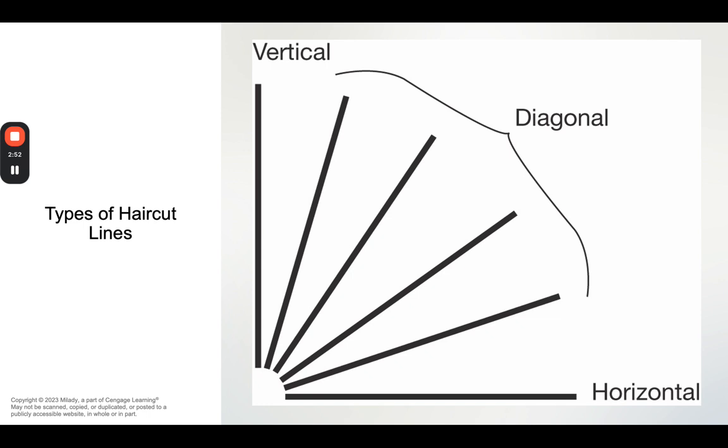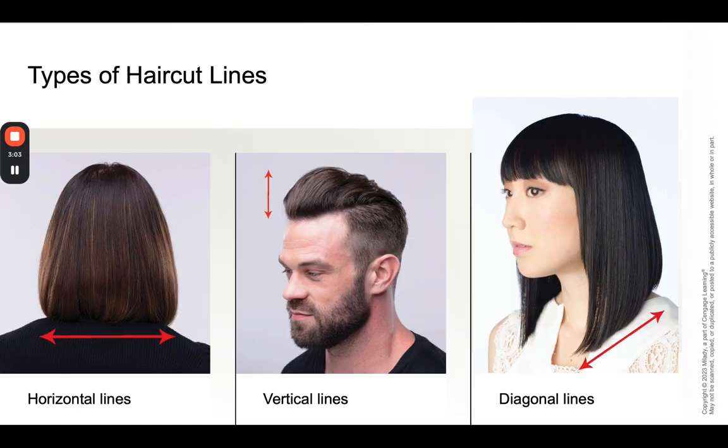There are 3 types of haircut lines. We have horizontal, vertical, and diagonal. Horizontal lines, as you can see in the photo, are parallel to the floor and relative to the horizon. They build weight, and they also create one length and low elevation haircuts and add weight to any cut or style.